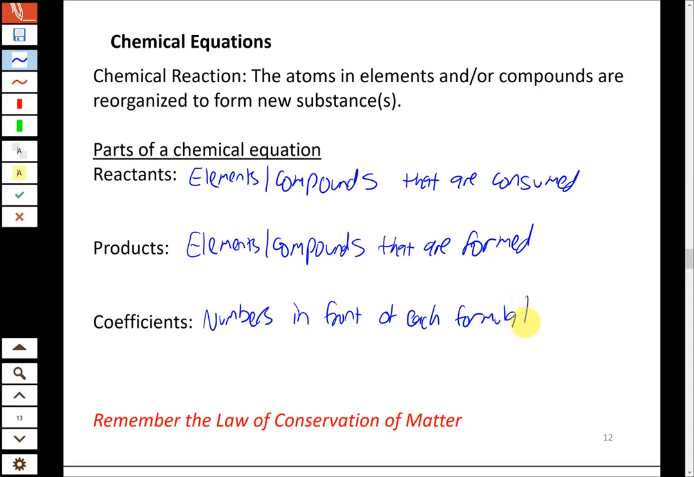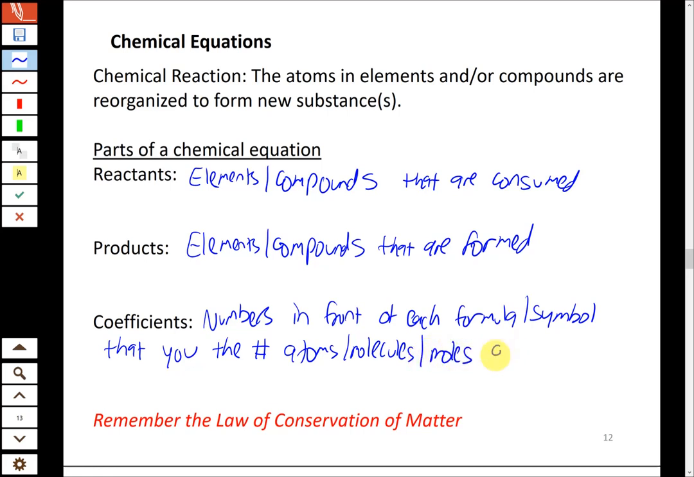So formula if it's a compound, or symbol if it's just an element. And they tell you the relative number of each of those that reacts in the reaction, that participates in the reaction. So it's going to be the number of atoms if it's an element, the number of molecules if it's a compound, or the more important way to interpret it is in terms of the number of moles of that substance that react.